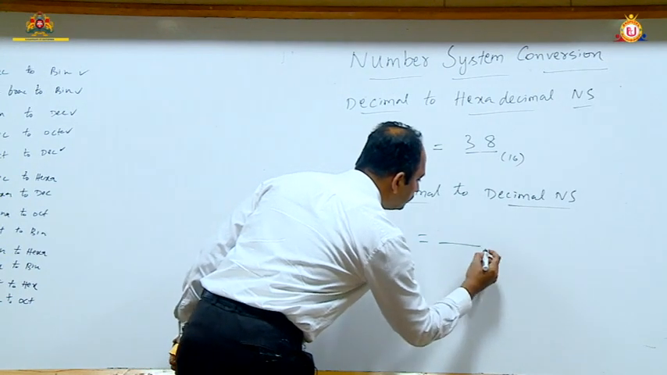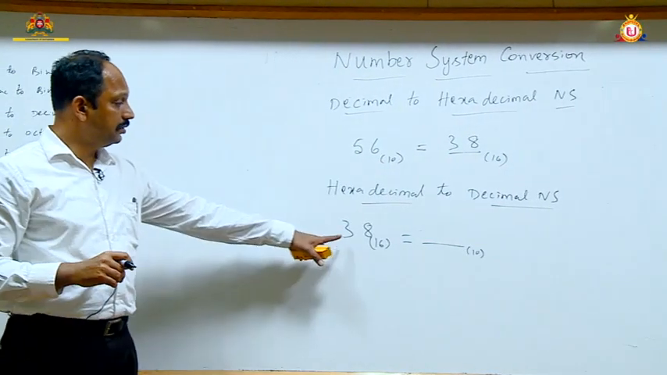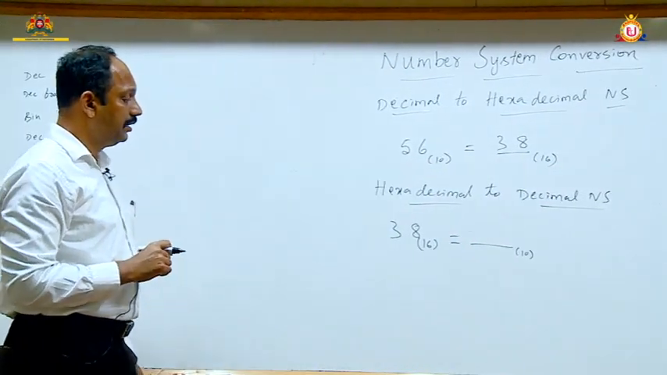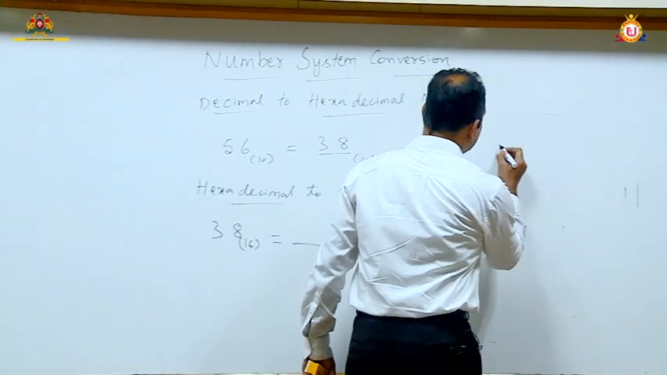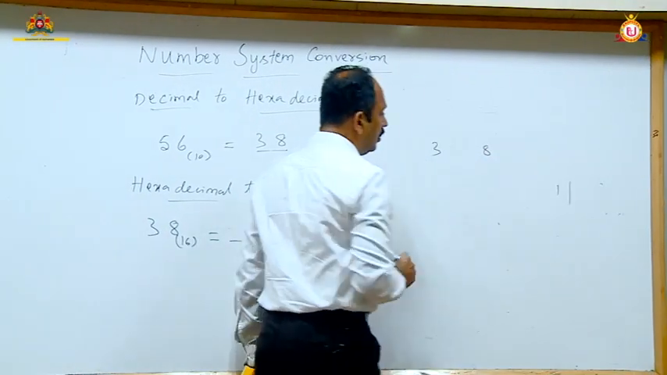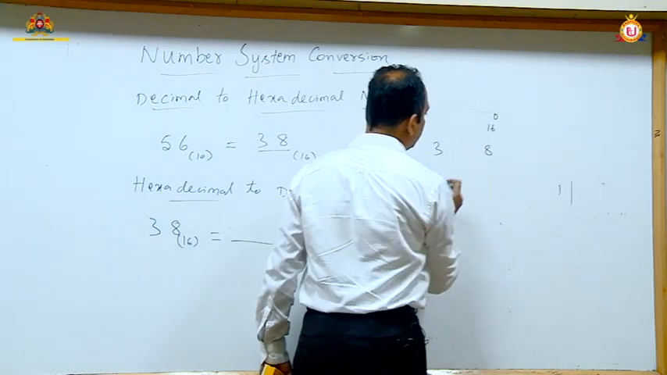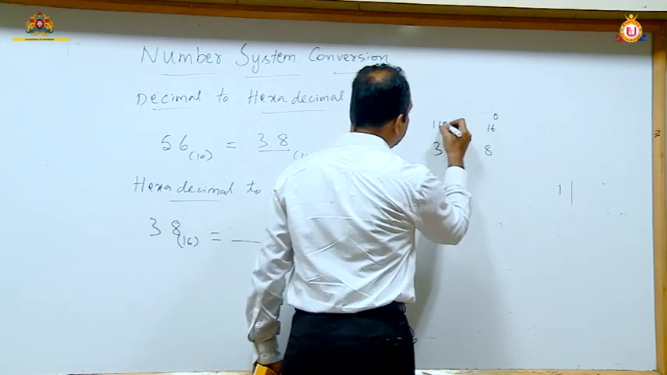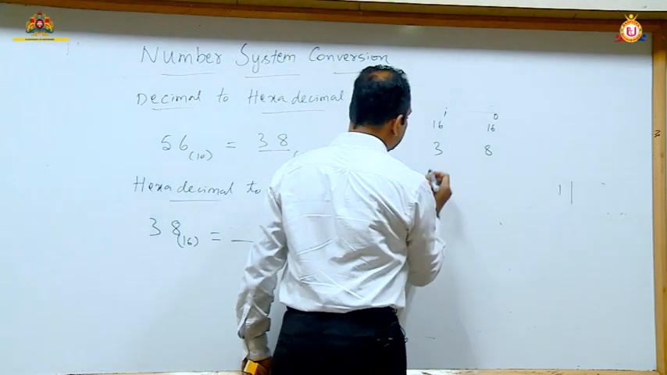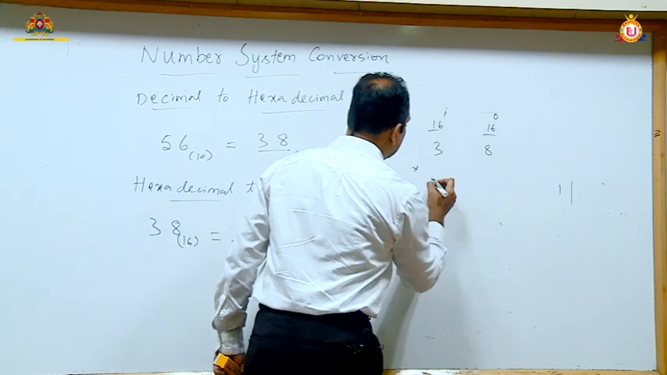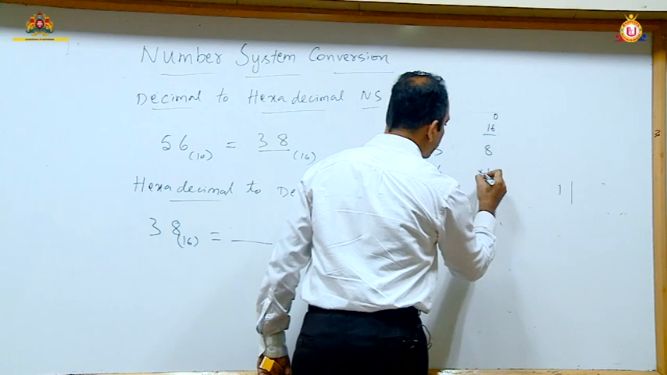38, what is its decimal equivalent? Now we have to multiply the positional value with the face value of 38. So it goes like this. So 3 and 8. What is the position of 8 in this? It is 16 to the power of 0. 3 in this is 16 to the power of 1. So what is 16 to the power of 1? 16 to the power of 1 is 16 and 16 to the power of 0 is 1.